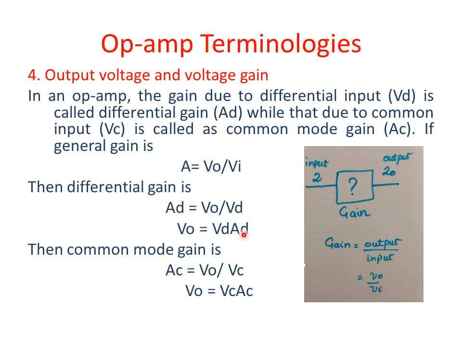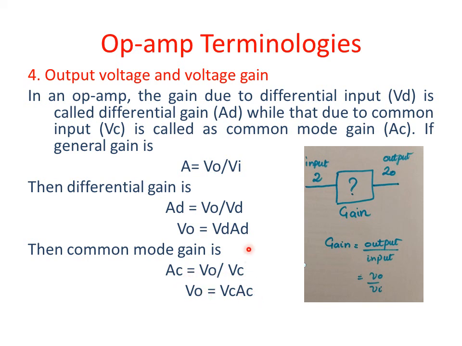Now if I say that the input that I am applying is not differential but a common signal, it can be represented as Vc. So this equation can now be written as V0 over Vc, where Vc is representing the input signal. A common mode अगर input signal पे दे रही हूँ, then the corresponding gain will be called the common mode gain represented by Ac. I can again find out the value of V0 from this expression.